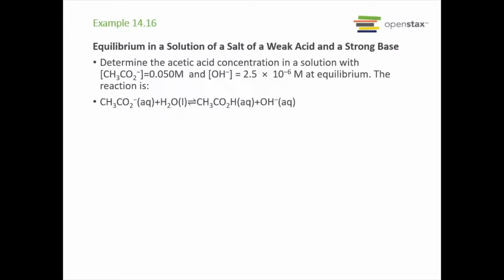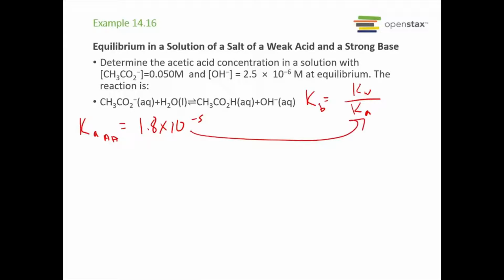So now here's when we want to figure out the acetic acid concentration in a solution, where the acetate ion concentration is 0.050 molar and hydroxide is 2.5 times 10 to the negative 6 at equilibrium, and we're given our reaction. So when we look up the acetate ion, we know that Kb is equal to Kw over Ka, and we can find the Ka for acetic acid. Ka of acetic acid is equal to 1.8 times 10 to the negative fifth. And we know that Ka and Kb are related, because the Ka is inversely proportional to the Kb of the conjugate base. So we can plug that in then over here.